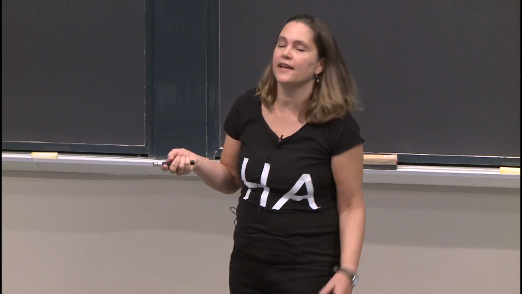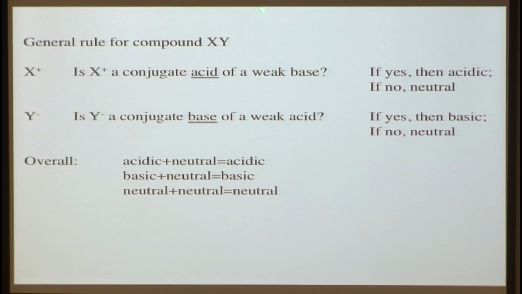So let's just look at the general rule now. You have a compound XY that can be broken up into X plus. And you'll ask yourself, is X plus a conjugate acid of a weak base? If yes, then the solution will be acidic. If no, it'll be neutral. For Y, you have Y minus. Is Y minus a conjugate base of a weak acid? If yes, then it's going to add some basic nature to this. If no, neutral. And then overall, you say if it's acidic plus neutral, that's acidic. Basic plus neutral, basic. Neutral plus neutral, neutral.